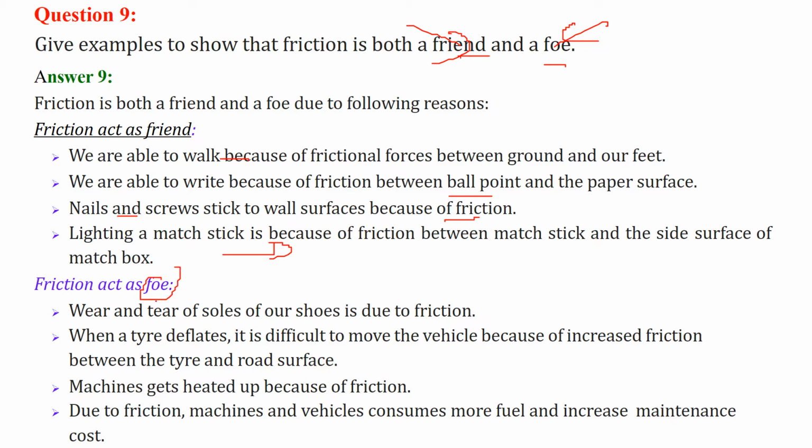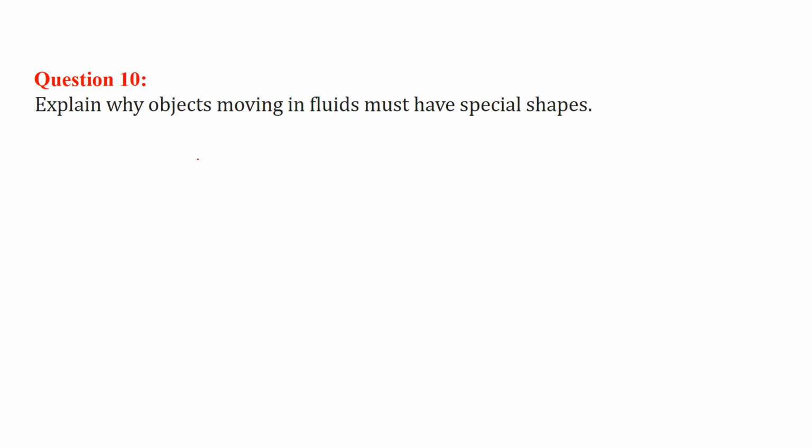As an enemy or foe, the wear and tear of everything, like machines and your shoes, is caused because of friction. When a tire deflates, it becomes very difficult to move the vehicle compared to when it is not deflated. The machine gets heated up because of friction, and the maintenance cost becomes high if there is a large friction. That is why we put oil or grease, so that we can reduce the friction.